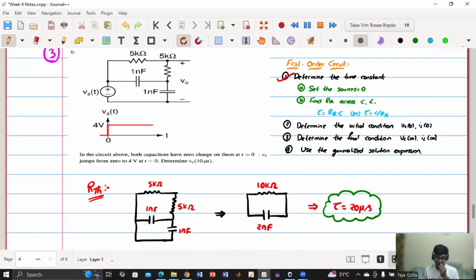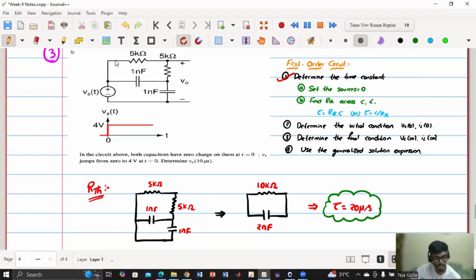So let us, one is done. Now the initial condition is a bit problematic, I would say, because if you see, initially when the supply voltage is zero, there will not be any current flowing through the resistors, right?